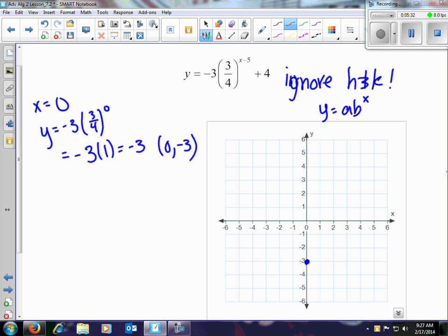Then I'm going to pick another point. Now, I'm going to pick a negative exponent just so I can show you how it's helpful. So if I set x equal to negative 1, now I'm going to have y equals negative 3 times 3 over 4 to the negative first power.